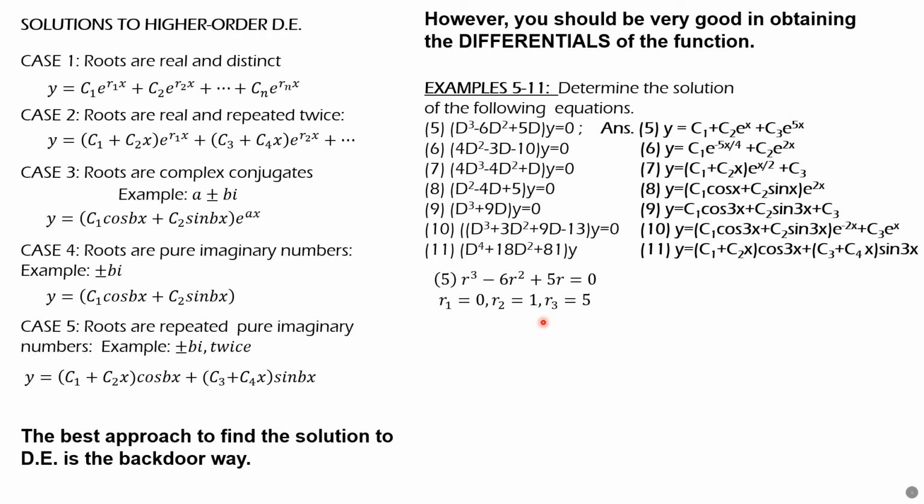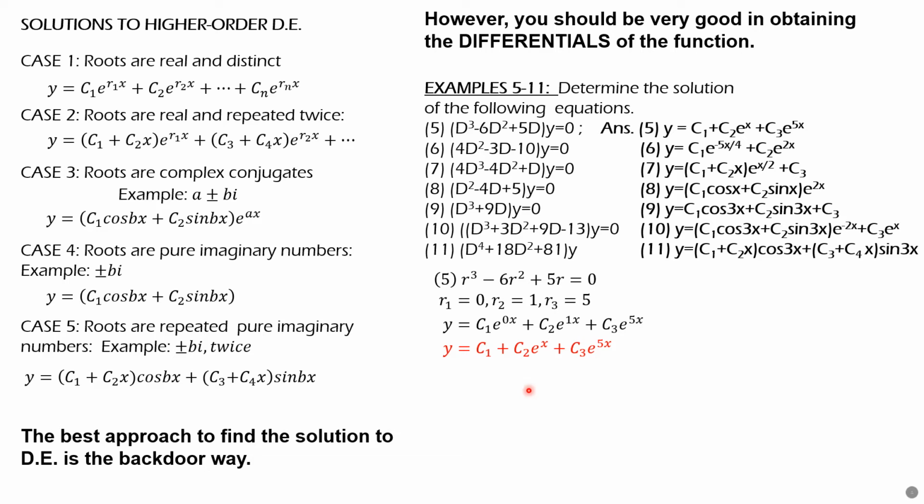So therefore, the solution would be y equals c sub 1 e to the 0x, which is just c sub 1, plus c sub 2 e to the root 2, which is 1x, so c sub 2 e to the x, then plus c sub 3 e to the root 3, which is 5x. Simplifying, y equals c sub 1 plus c sub 2 times e to the x plus c sub 3 times e to the 5x. So that's the solution. And only in this problem am I going to present the checking.